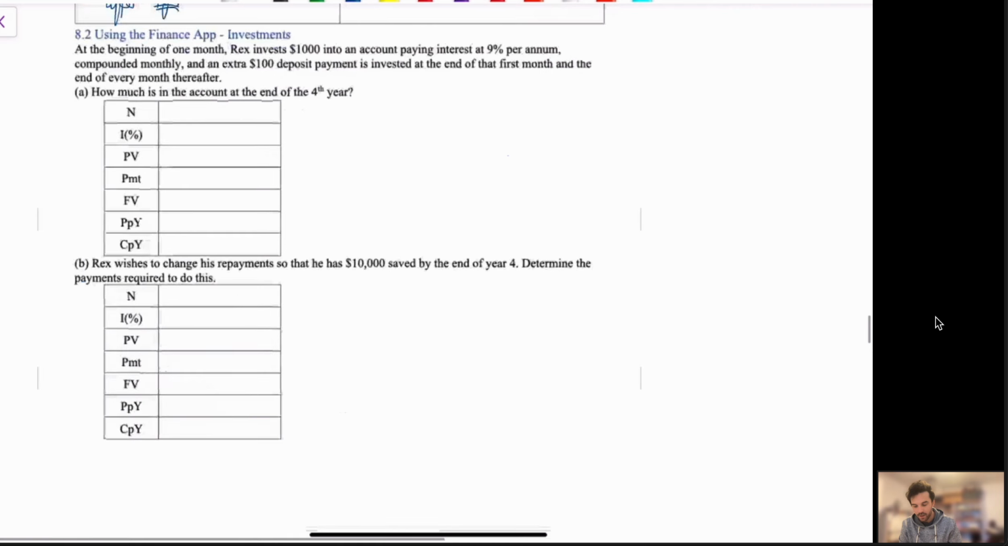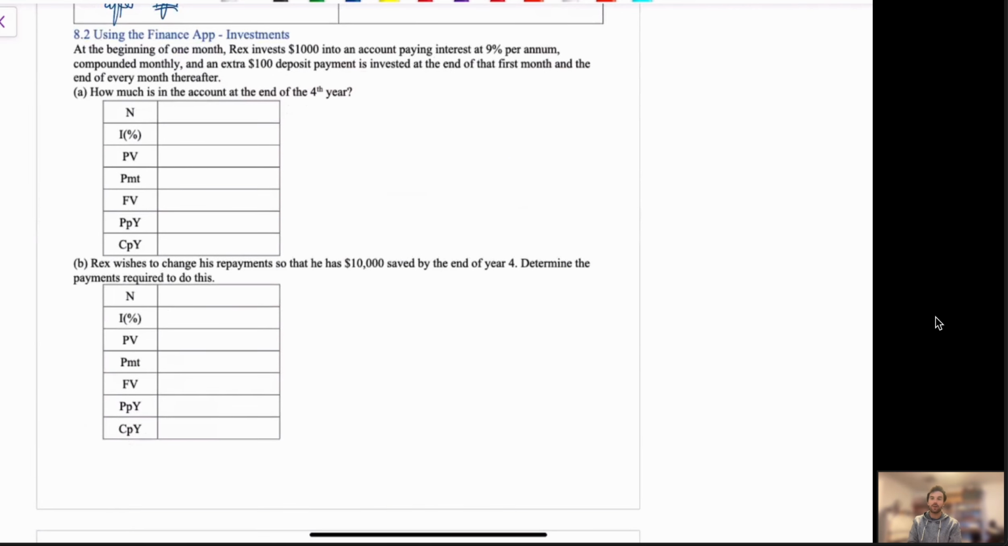We're going to actually use the Finance app from scratch. Now, this is typically what you'd get in a test: you have a situation and you need to find the final balance, for instance, using the Finance app. So here we go. At the beginning of 1 month, Rex invests $1,000 into an account, paying interest at 9% per annum, compounded monthly. An extra $100 deposit payment is invested at the end of the first month, and then at the end of every month thereafter. How much is in the account at the end of the 4th year?